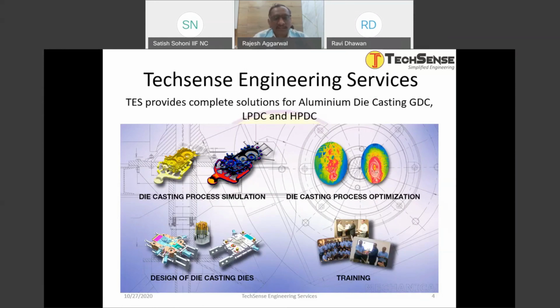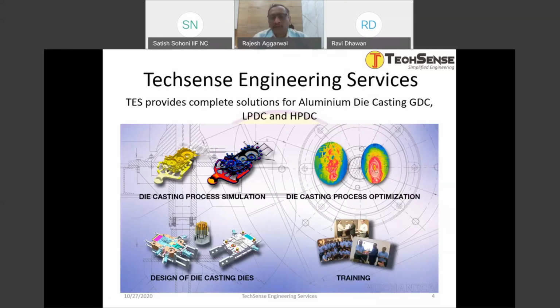The third area is the design of the die casting dies. So we provide the complete solution from the product design till the complete die casting die design, including all 3D, 2D, bill of material, everything, and with a special emphasis on the thermal balancing of the dies.